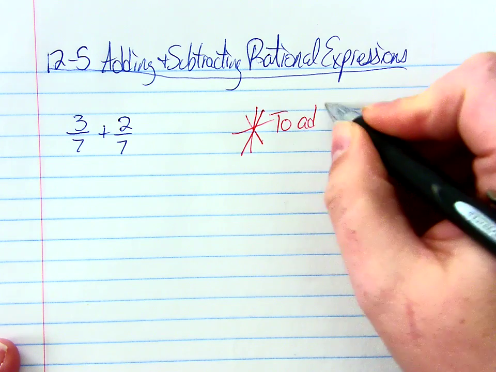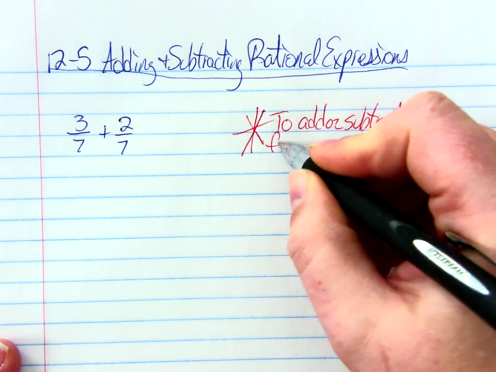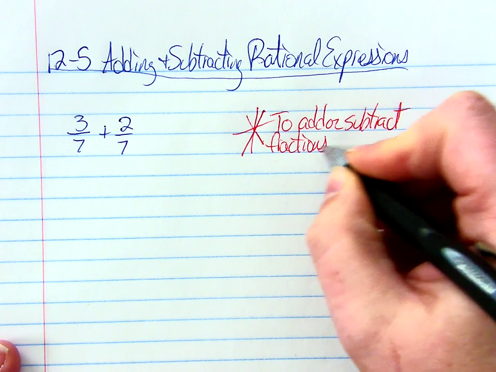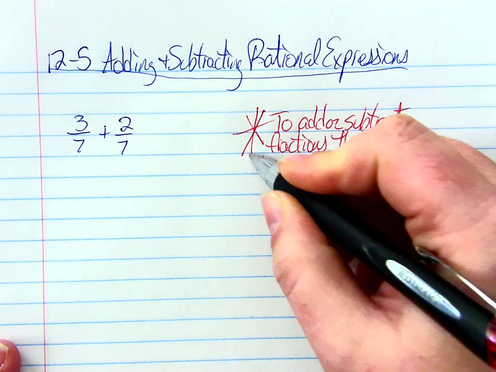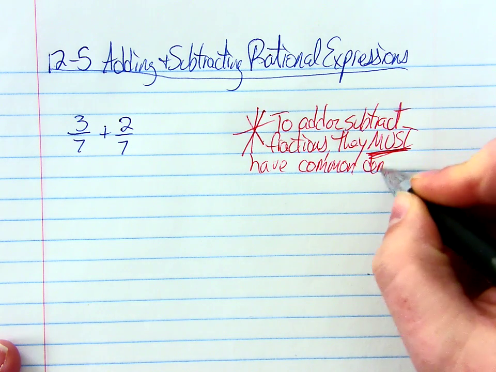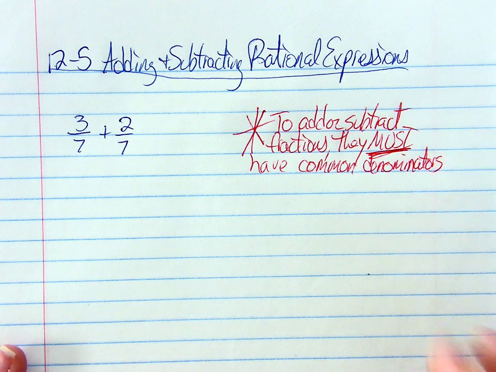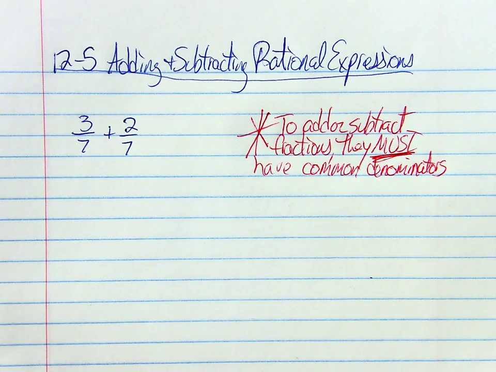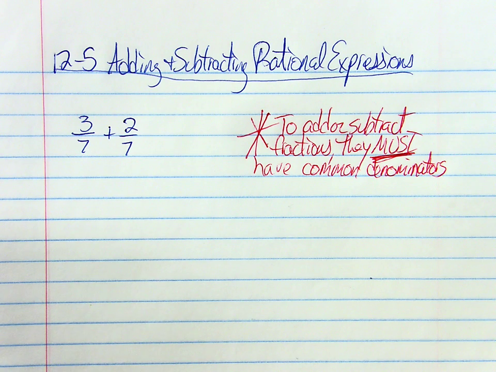To add or subtract fractions, they must have common denominators. This applies whether we are just adding regular fractions like you see here. It's also going to apply when we have a polynomial over a polynomial. You still need to have common denominators, all right?